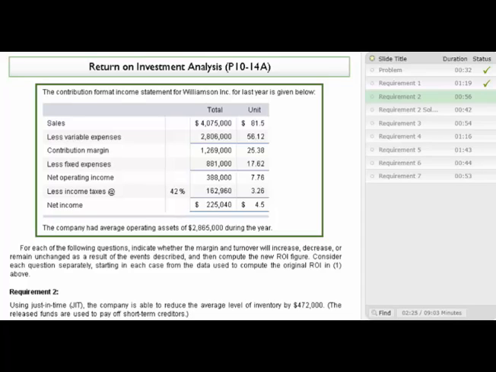Requirement 2 asks us to use just in time. The company is able to reduce the average level of inventory by $472,000. And the released funds are used to pay off short-term creditors. So with that information, we need to determine whether margin and turnover will increase or decrease or remain unchanged.